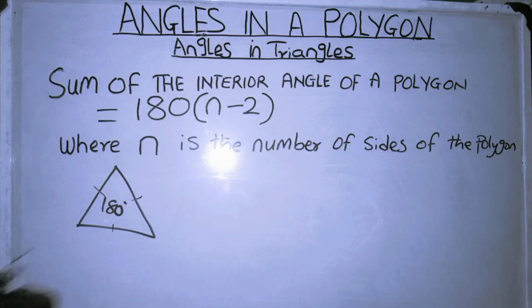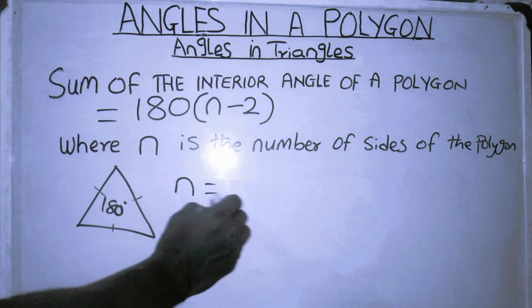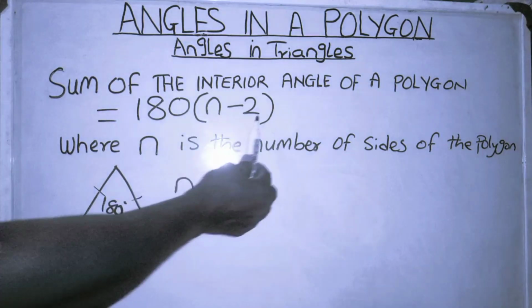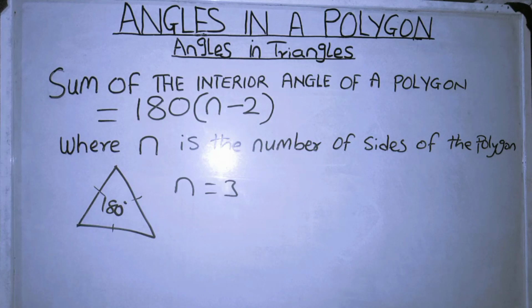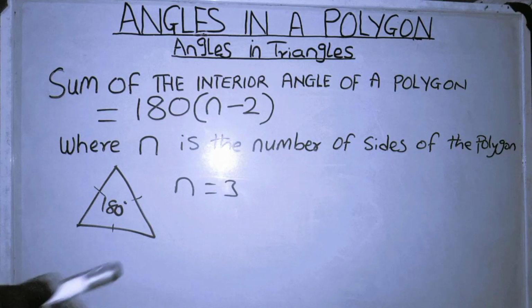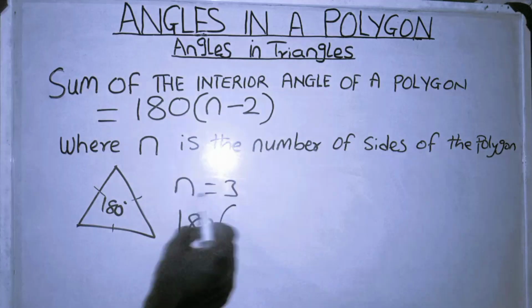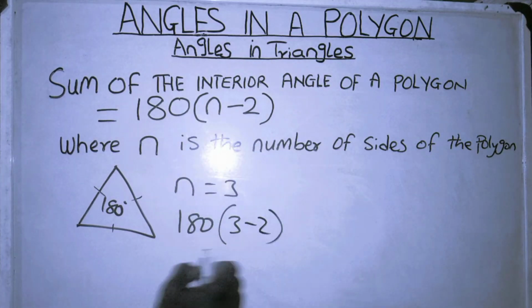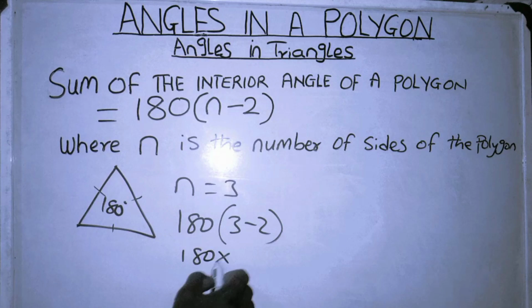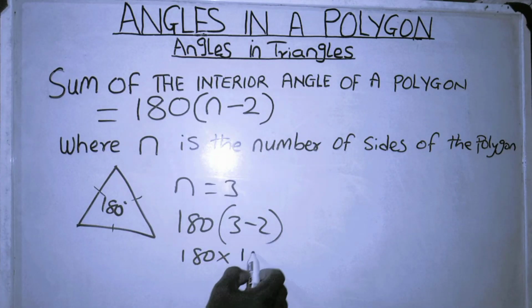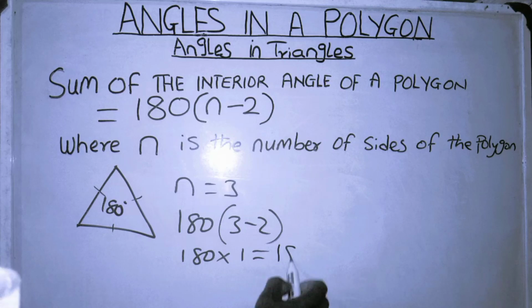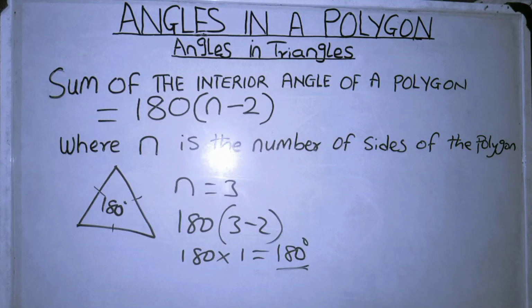So let's take for example a triangle. How many sides does it have? N, that is 3 sides. So plugging it inside this place will give us an idea of how to get the sum of the interior angles of a triangle. That will give us 180 bracket, in place of n I put 3, minus 2. 180 multiplied by 3 minus 2, which is 1. So 180 times 1 will give us what? 180 degrees. Therefore, the sum of the interior angles of any triangle is equal to 180 degrees.